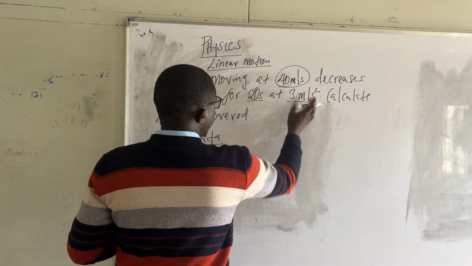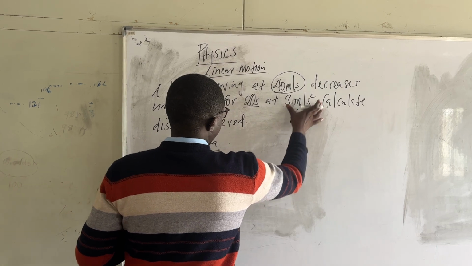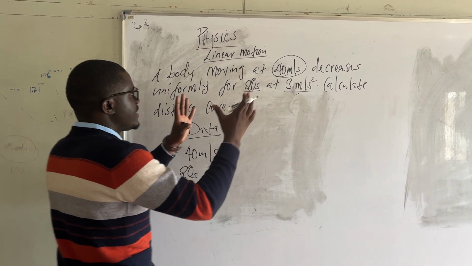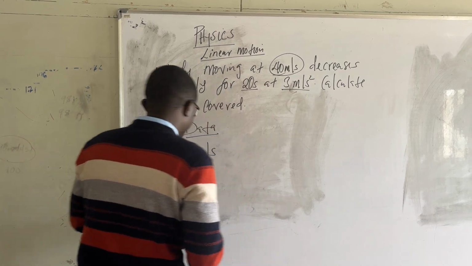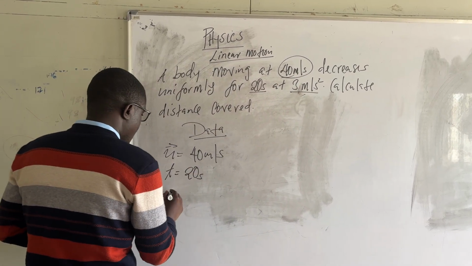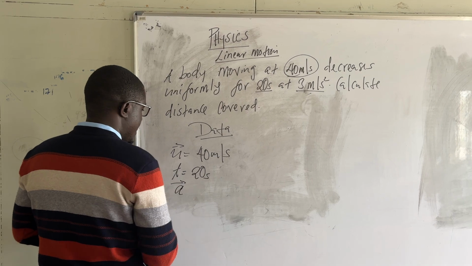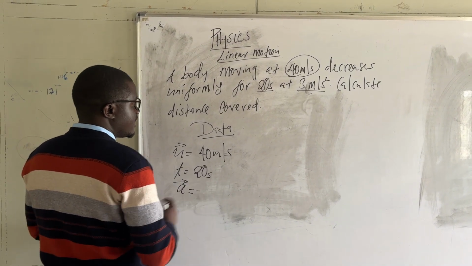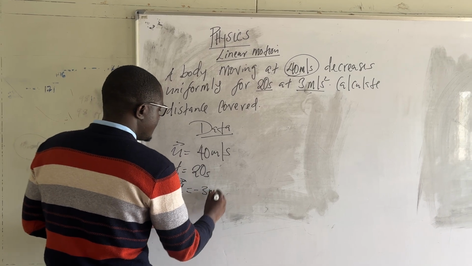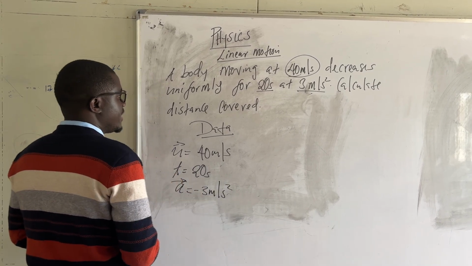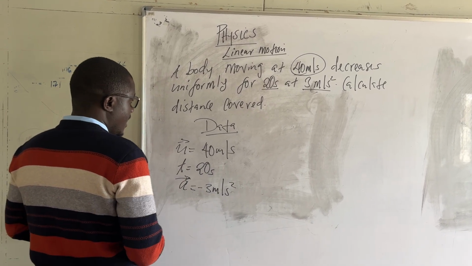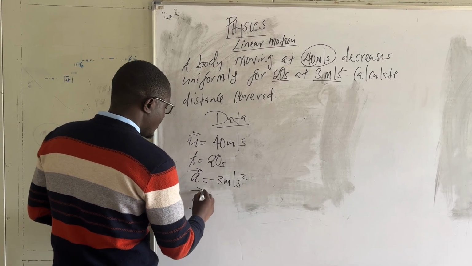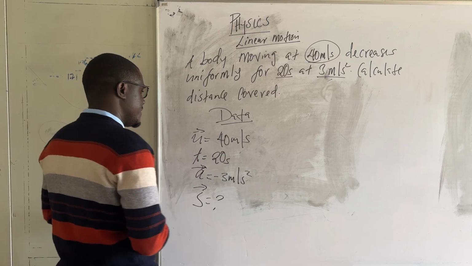Then there is now this here, it's not acceleration necessarily, but it is the retardation. Others call it retardation, others call it the acceleration. So this one, I'll consider it to be acceleration. However, the symbol will be negative. So it will be negative 3 meters per second squared. And now we are told to calculate the distance. In this case, we are talking about the displacement.